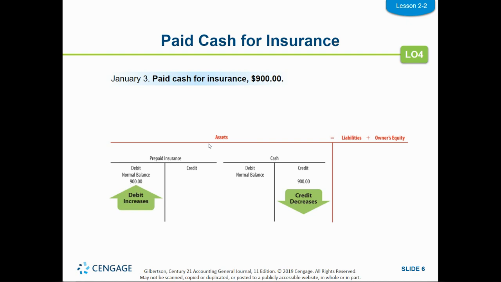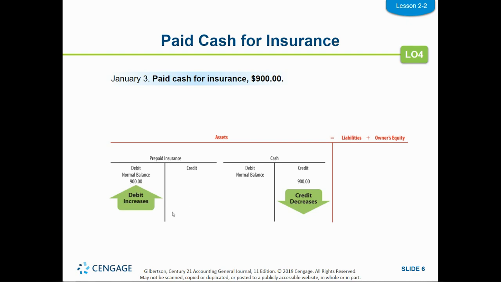How is each classification changed? Does it go up or down? Well, when we have both accounts on the same side of the accounting equation, one has to increase and one has to decrease. And so in this example, our prepaid insurance is going to go up because we're going to add to that balance, and we are paying cash. So when we pay cash, cash goes down.